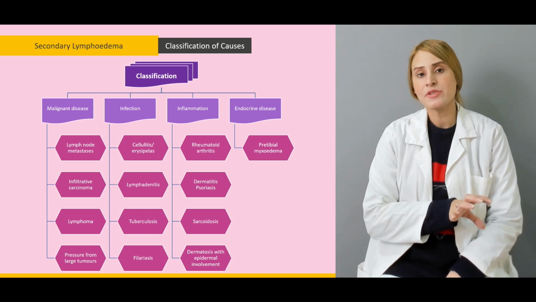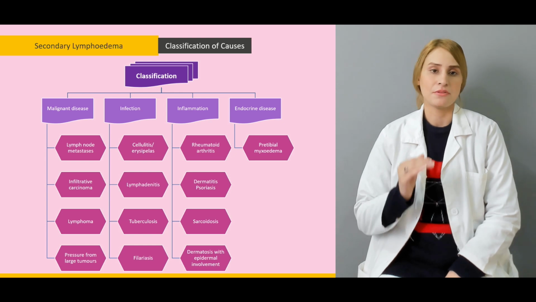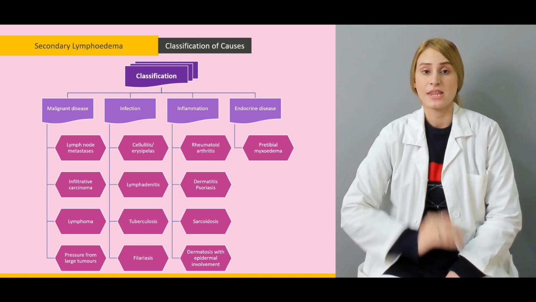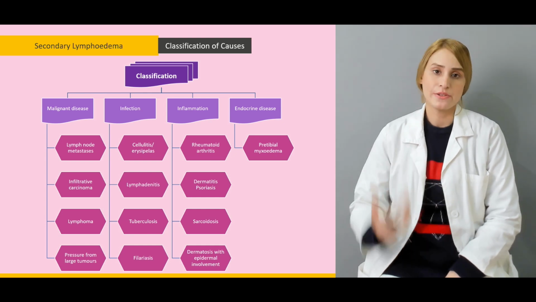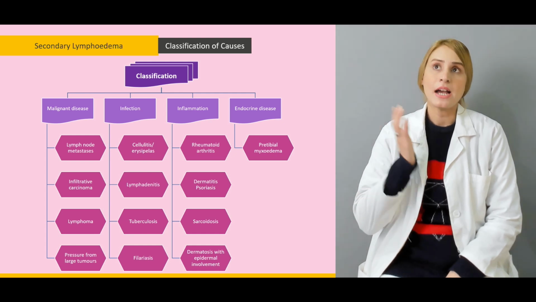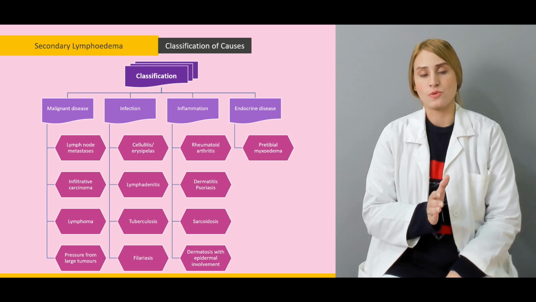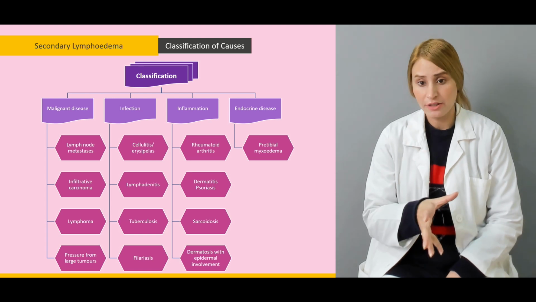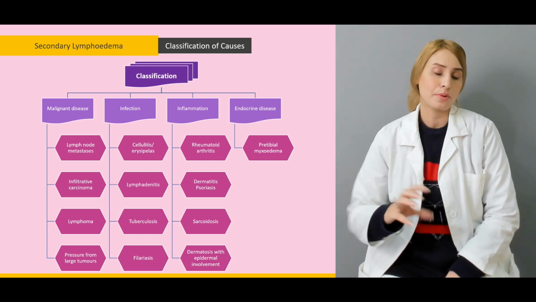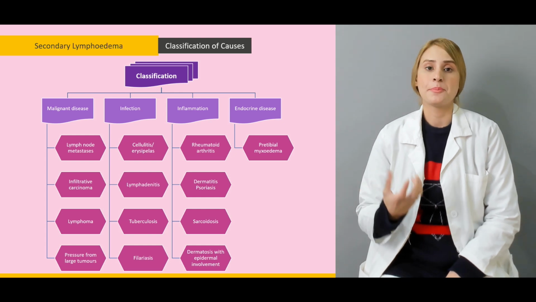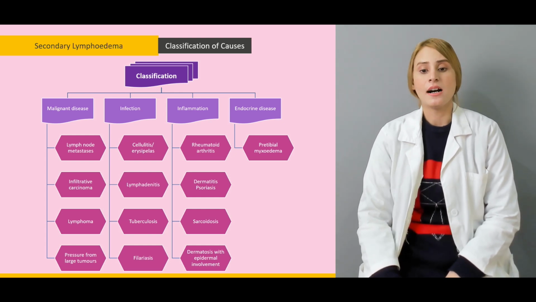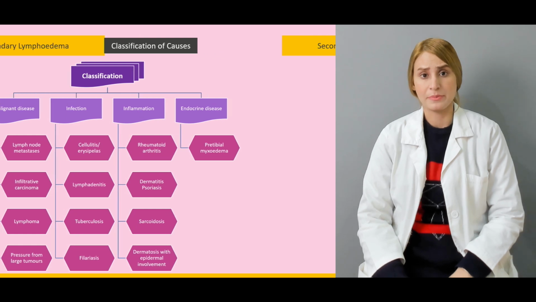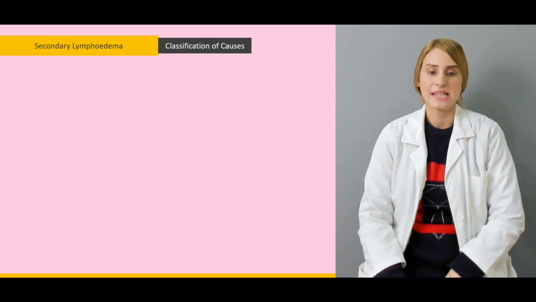If we talk about inflammatory conditions, then obviously autoimmune diseases like rheumatoid arthritis, dermatitis, psoriasis, sarcoidosis, and dermatosis with epidermal involvement also cause lymphedema. Now, if we talk about endocrine disorders, most commonly this is hypothyroidism. It's an endocrine disorder plus autoimmune. So in that category, there's tibial or periorbital myxedema. All these lead to the development of secondary lymphedema.